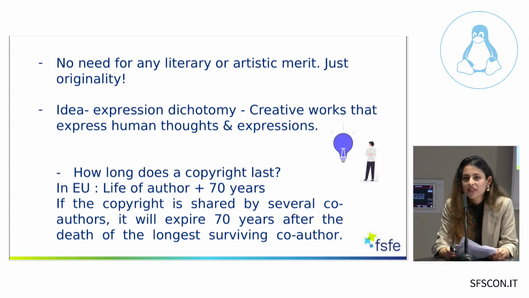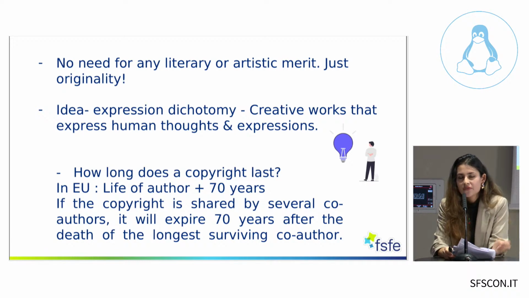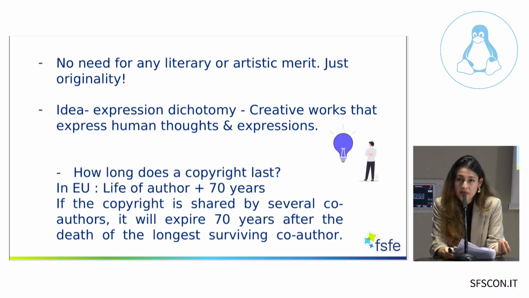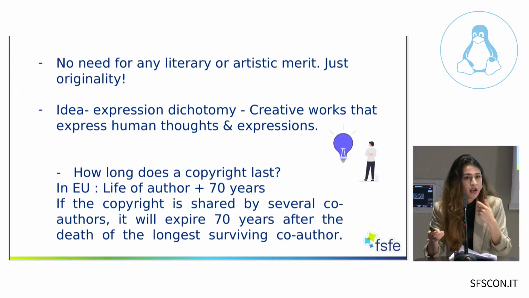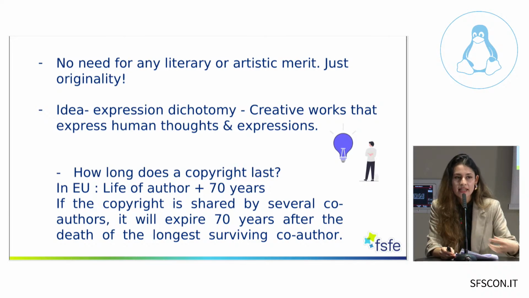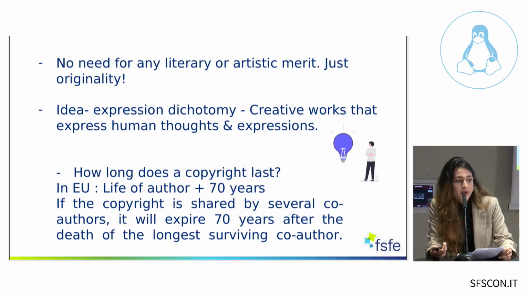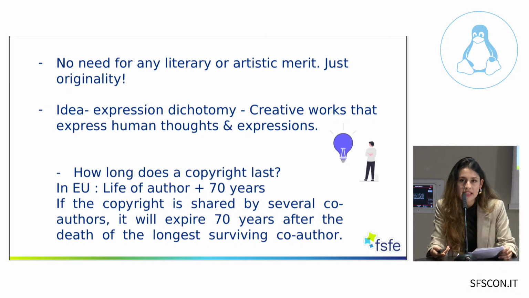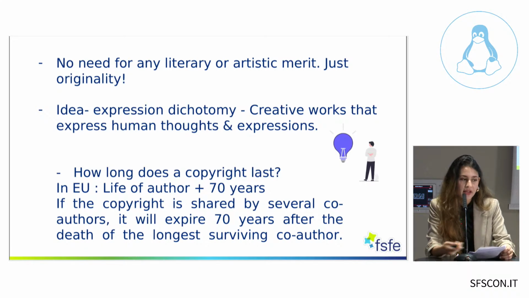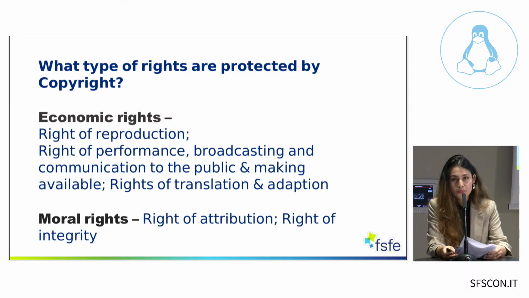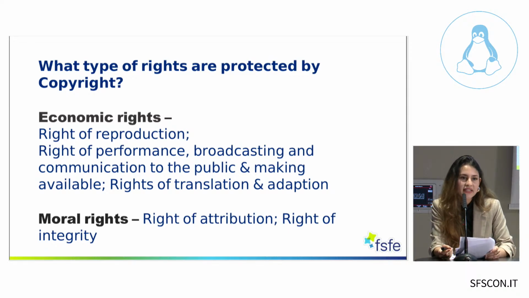So basically, there's this international convention called the Berne Convention, and the Berne Convention stipulates the minimum term of copyright protection, which is the life of the author plus 50 years. But the signatory countries, there are 179 signatory countries, including the EU and a bunch of other countries, can offer more than this minimum copyright protection of 50 years. So we see, for example, in the EU, it's life of the author plus 70 years. In Mexico, for example, it's life of the author plus 100 years. And if the copyright is shared by several co-authors, then it will expire 70 years after the death of the longest surviving co-author.